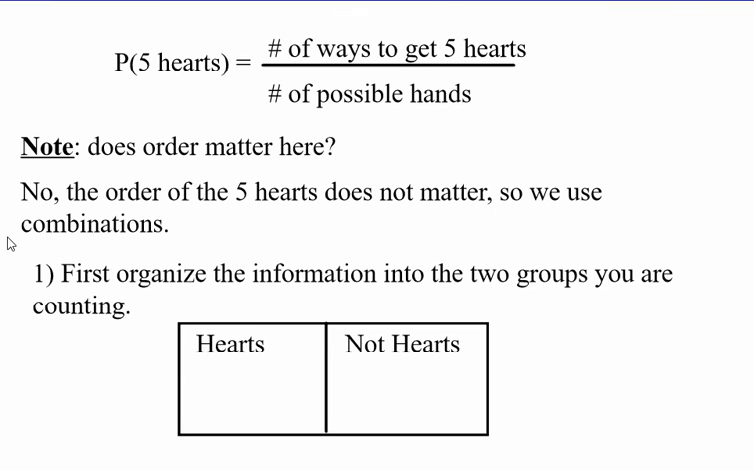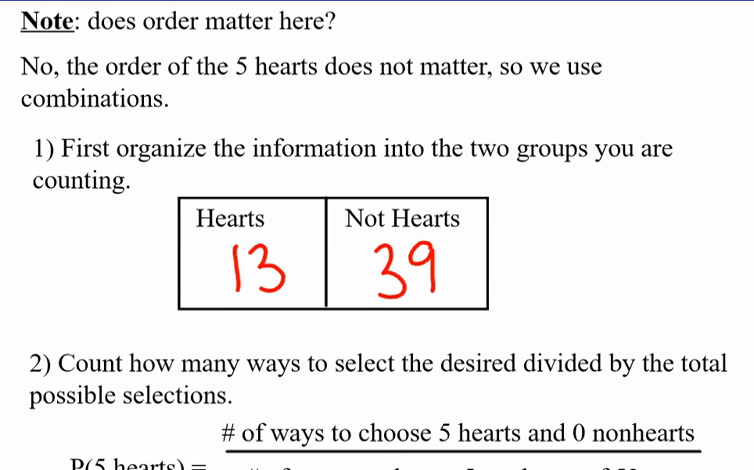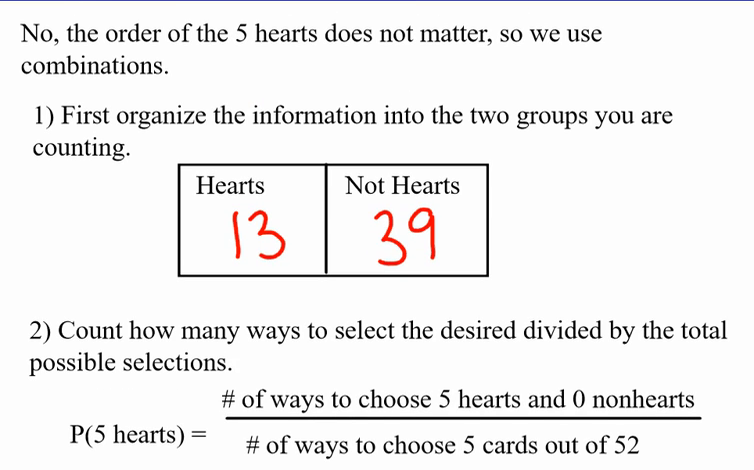So the first thing we're going to do is organize the information in the 2 groups that we are counting. We're only counting hearts and not hearts. And in a deck, there are 13 hearts, and there's 52 cards possible, so that means there are 39 not hearts. In order for me to be dealt a flush in hearts, I need to count the number of ways to select the desired amount divided by the total possible outcomes.